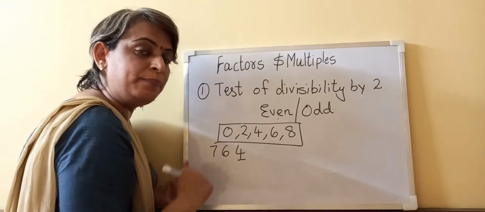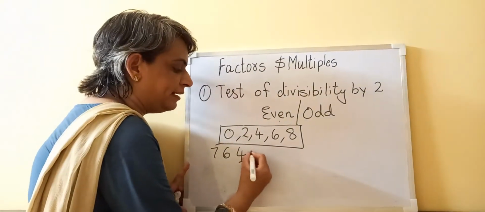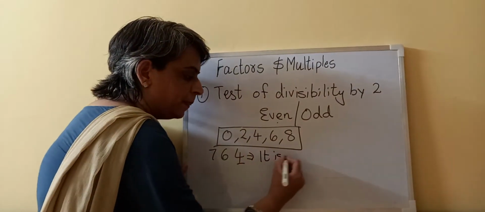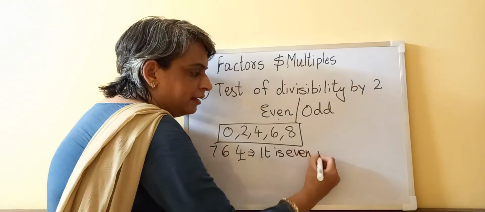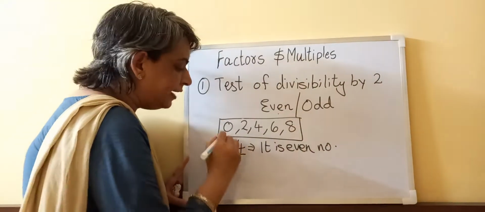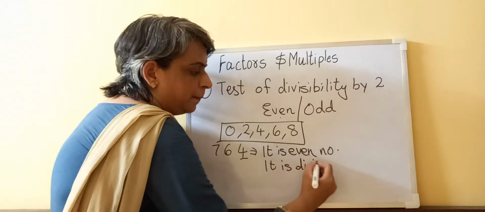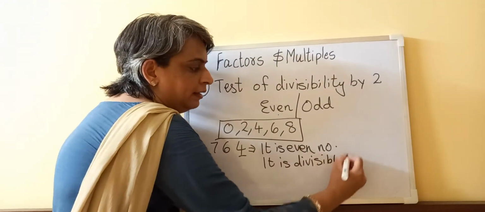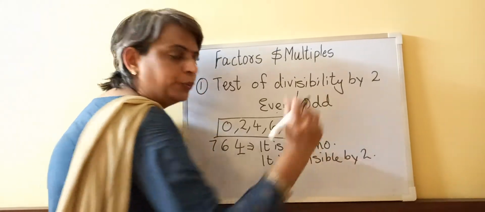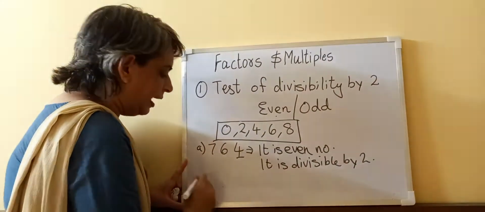Now, what steps are you going to write here? First, you will write here: it is an even number. Then you will write here: it is divisible by 2. Okay children. Now another example.